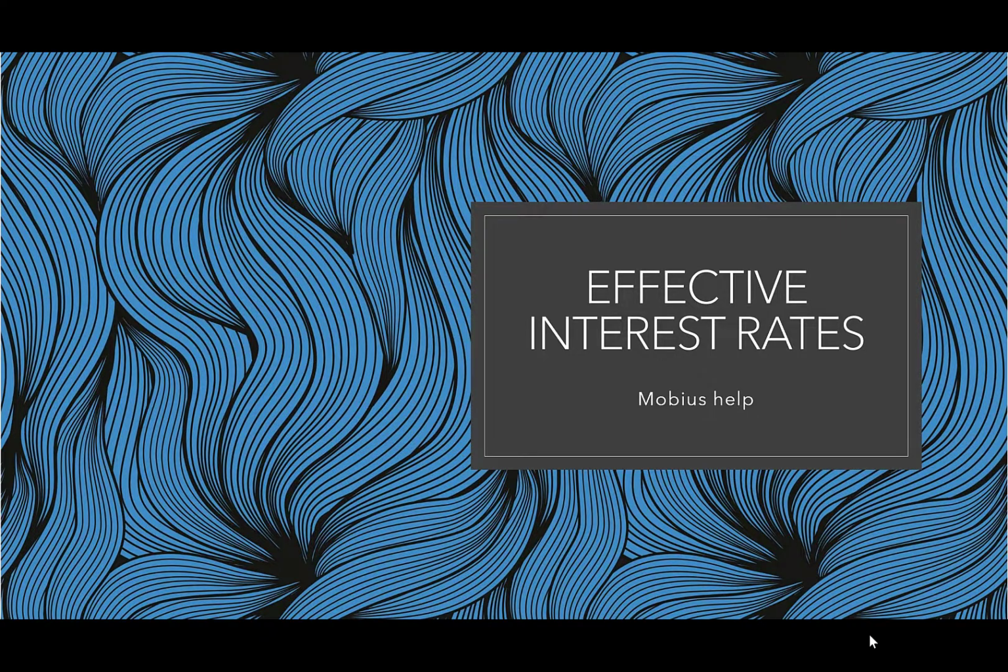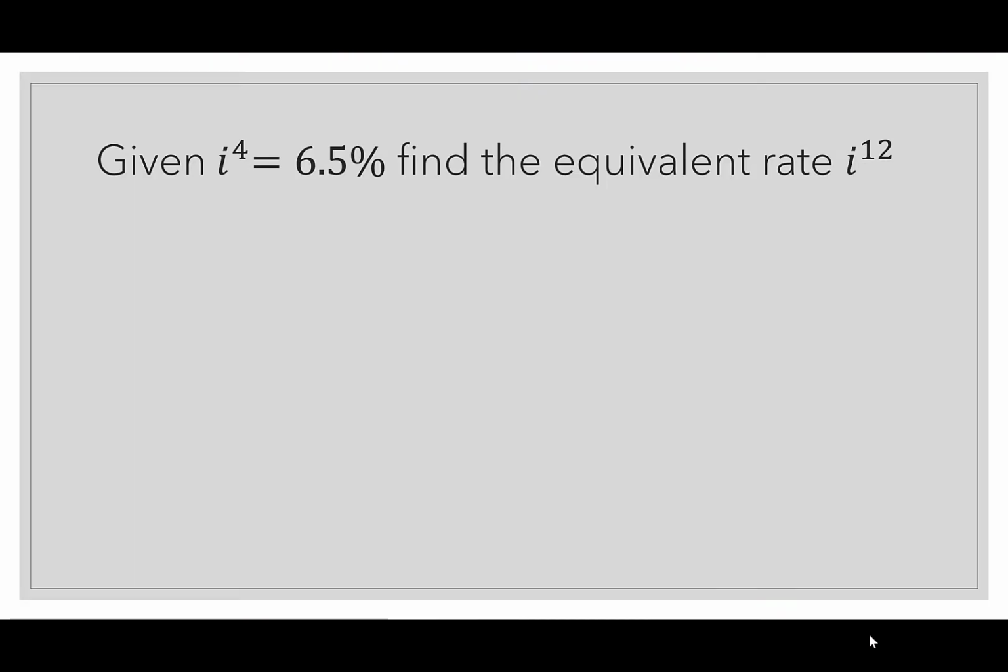Everybody. So this is a quick-ish video about effective interest rates, and this is really intended for Mobius help because this is written using the book that we have, and so it is different than how you see effective interest rates in other places. So here I have given i^(4) = 6.5%. Find the equivalent rate of i^(12).